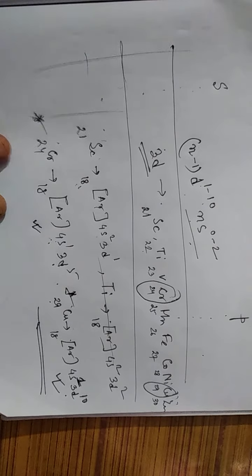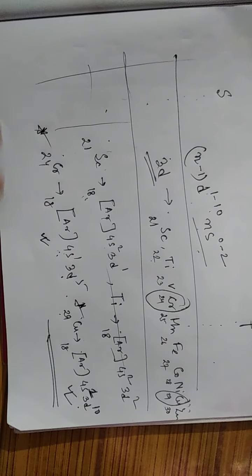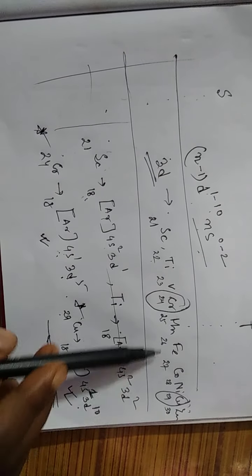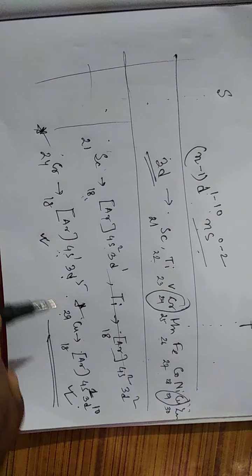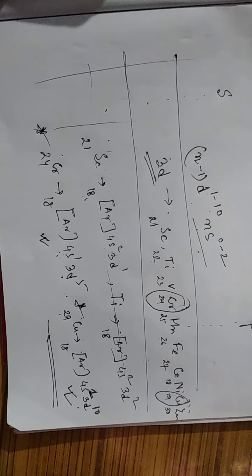So electronic configuration is our next topic. You can now try the configuration of any element from its atomic number, and it is very easy, you can do it.